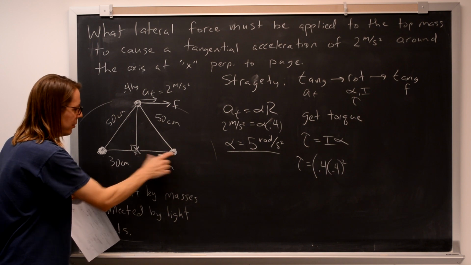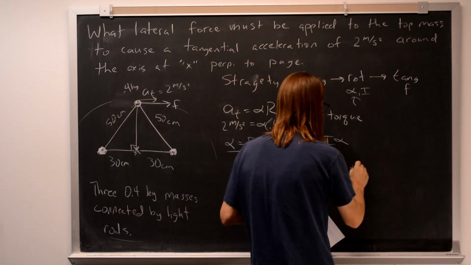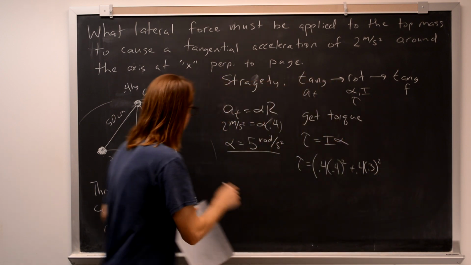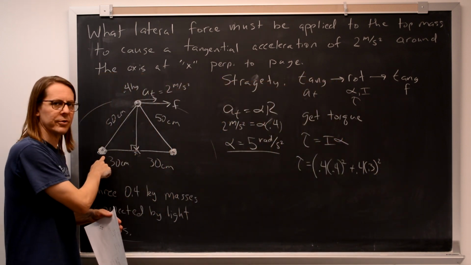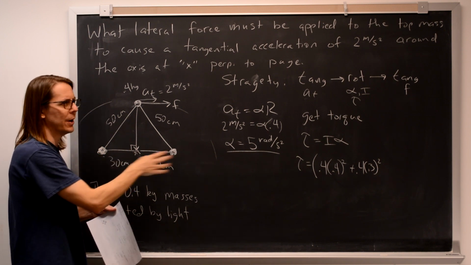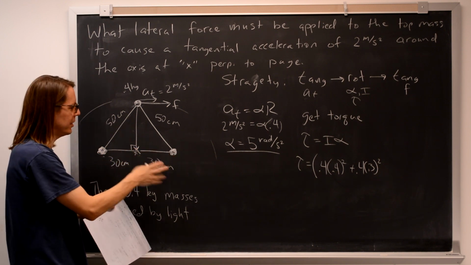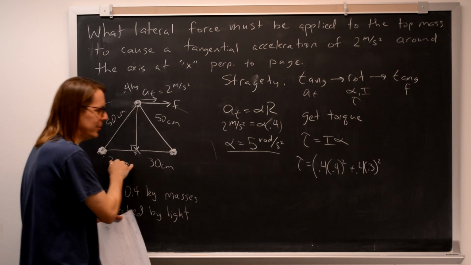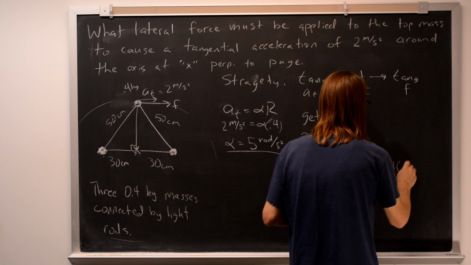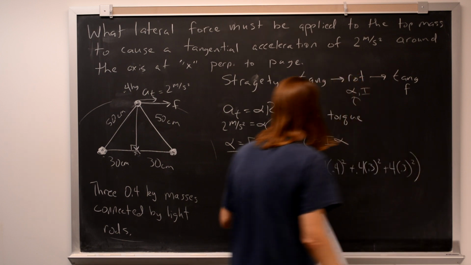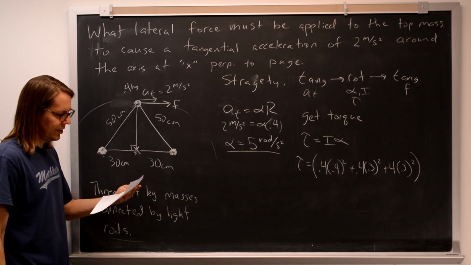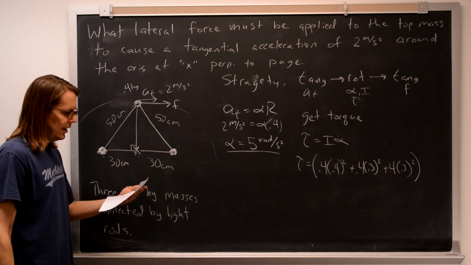This one is 0.4 times 30 centimeters squared. And then this one is the same thing, 0.4 times 30 centimeters squared. It's on the other side, but remember for the moment of inertia, the direction of the side doesn't matter. There's no negative signs. Even if you put negative 30 centimeters, you're going to square it. It's not going to matter. Plus 4 times 0.3 squared. So that's I, the total moment of inertia. Let's see if that's looking right. Yeah, it does.